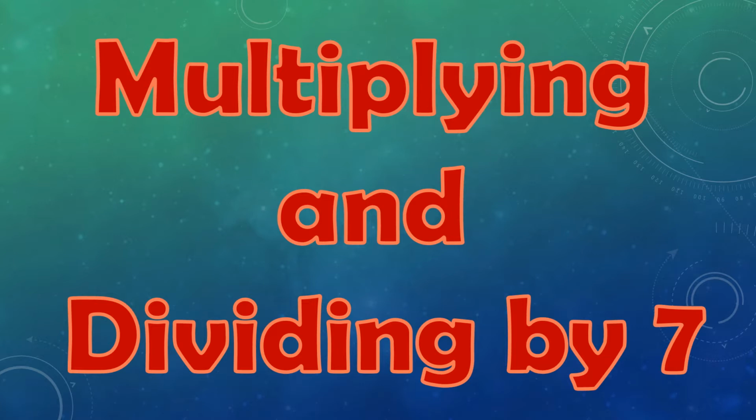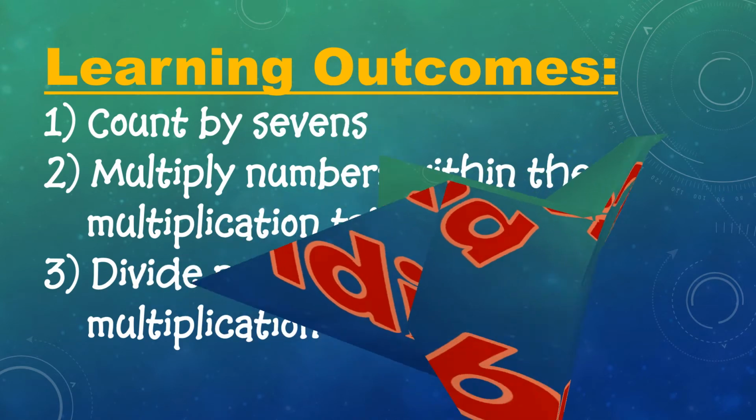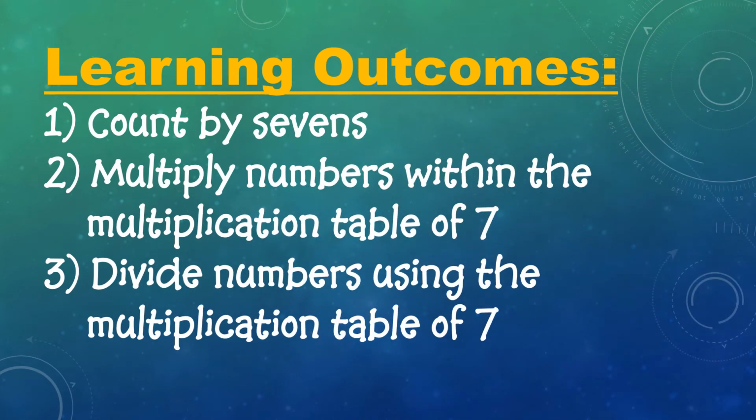So, our lesson for today, class, will be all about multiplying and dividing by 7. Before we start our discussion, class, I will tell you first the learning outcomes of our lesson today. The first learning outcome, class: students should know how to count by sevens. The second learning outcome is that students should know how to multiply numbers within the multiplication table of 7. The third and last learning outcome is that students should know how to divide numbers using the multiplication table of 7.